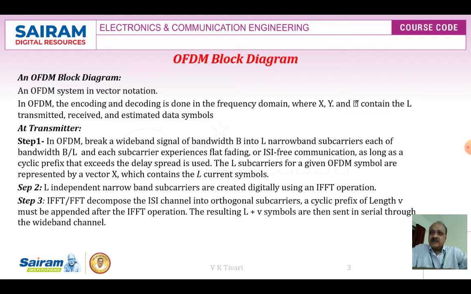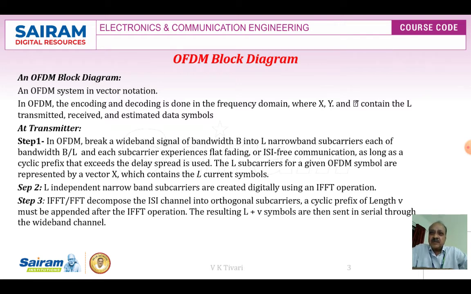The OFDM system in vector notation is given in the diagram. Step 1 is to break the broadband signal of bandwidth B into L narrowband subcarriers, each of bandwidth B by L. Each subcarrier experiences flat fading and ISI-free communication as long as the cyclic prefix exceeds the delay spread. The L subcarriers for a given OFDM symbol are represented by vector X, which contains the L current symbols.